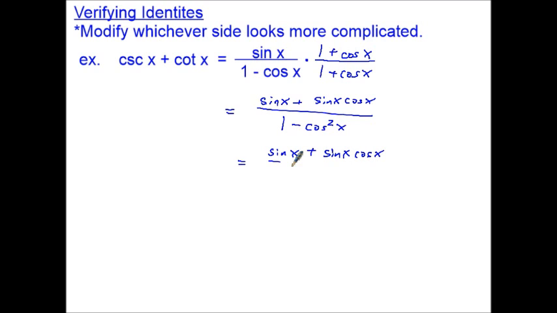And then that's all over 1 minus cosine squared, which, using my Pythagorean identities, which you need to have down very, very well, becomes sine squared. Okay, and here we go. I'm going to now break this. If I have a single denominator and multiple terms in my numerator, what I can always do is break that into multiple fractions. So I'm going to call this sine of x over sine squared x, and then plus sine x cosine x over sine squared x.